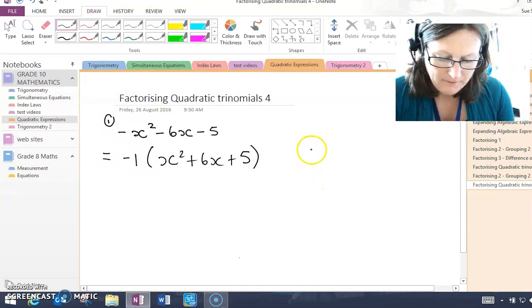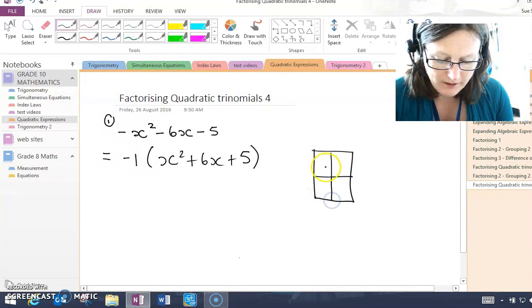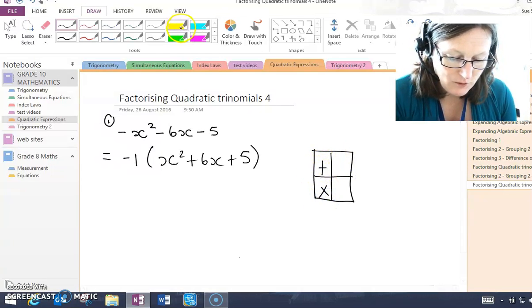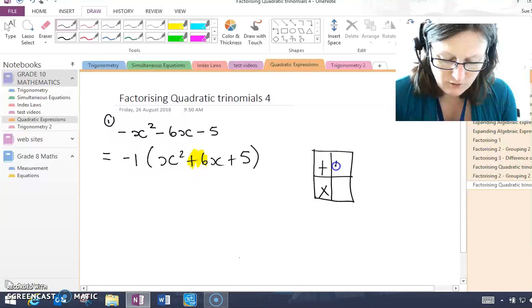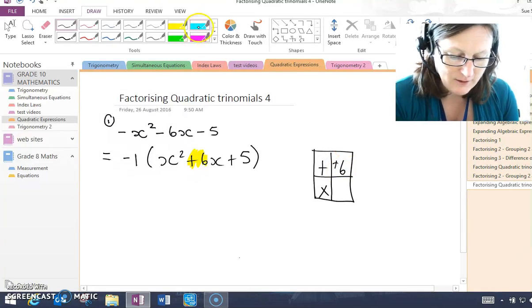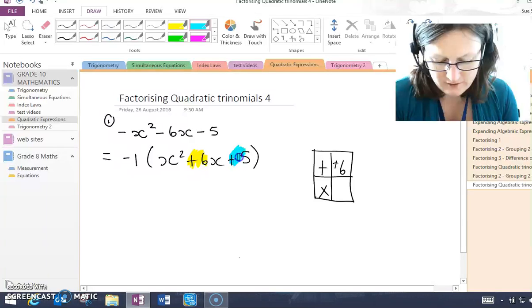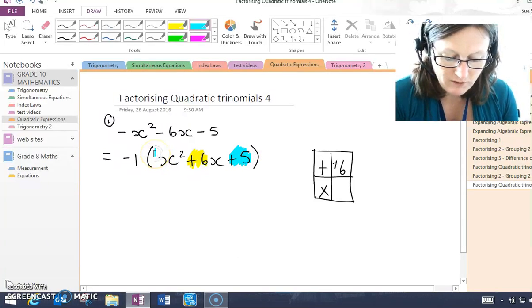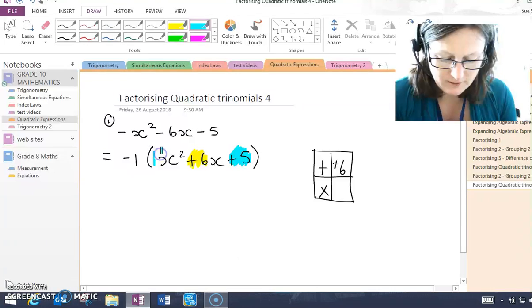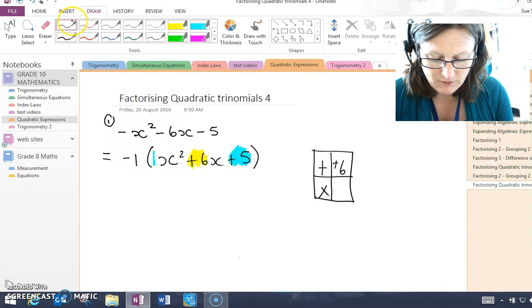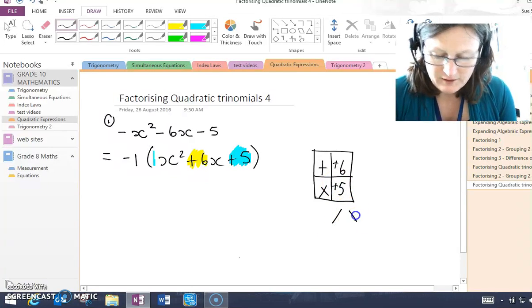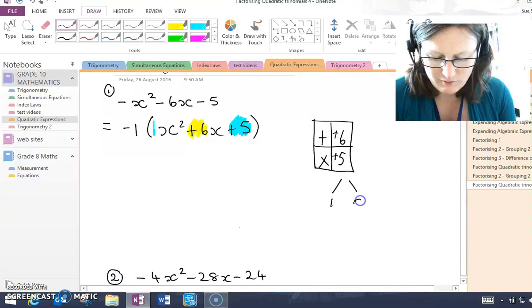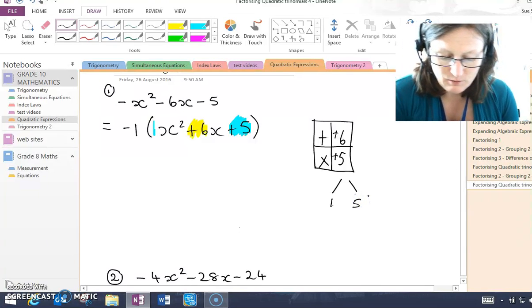Okay, let's do our box. With the box we're looking just at the thing that's in the brackets. The two numbers that we choose need to add to the thing with the x, so they need to add to 6. They also need to times to whatever's with the x squared, which is a 1, so 1 times positive 5 is positive 5. So I'm going to write down the things that times to positive 5. That's 1 and 5. They add to 6, so that's what we want.